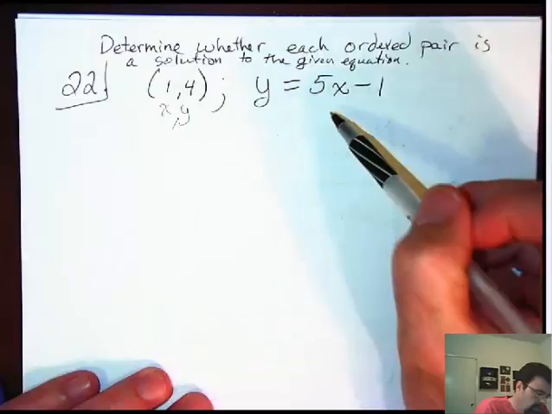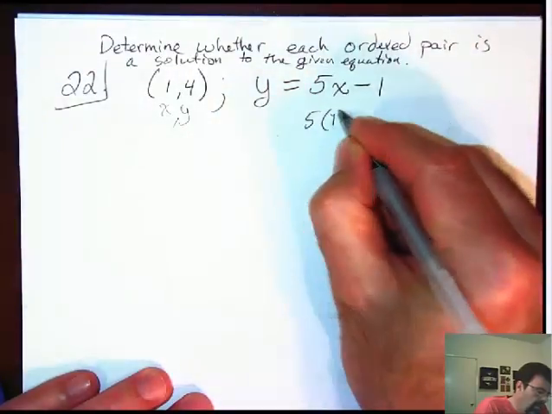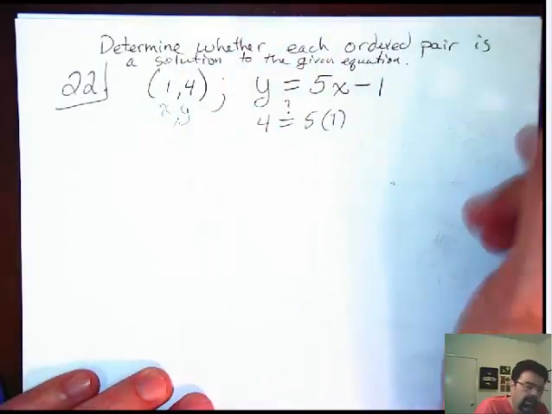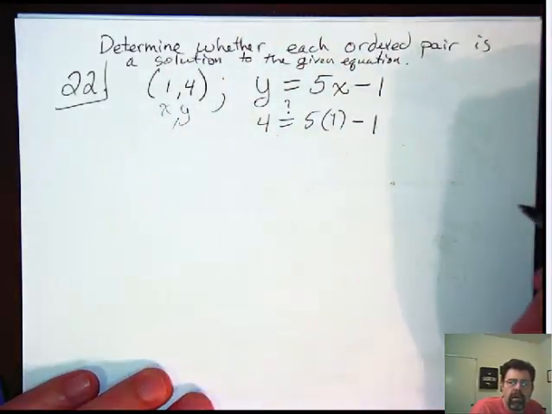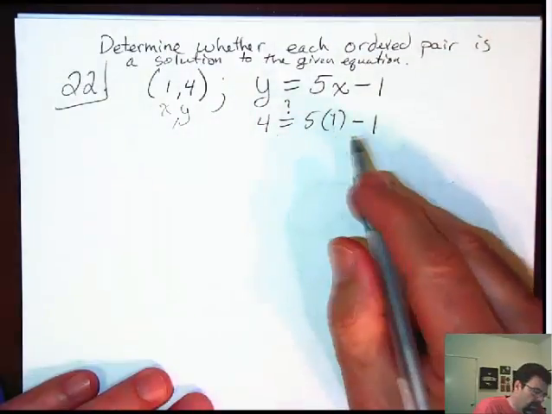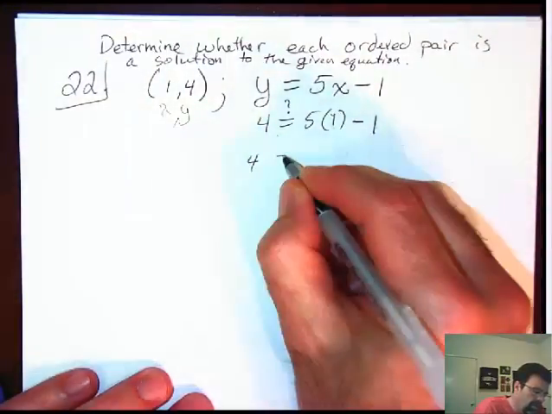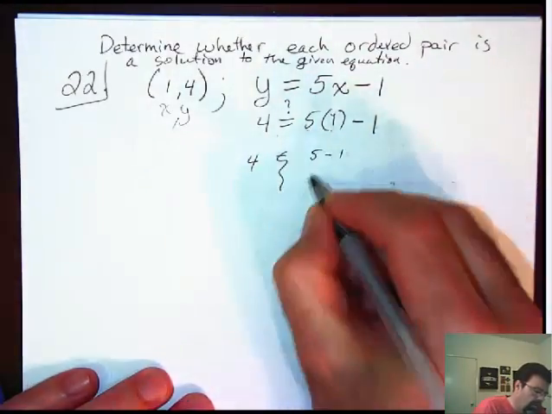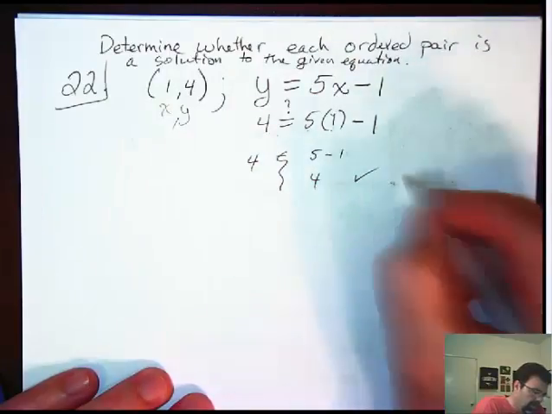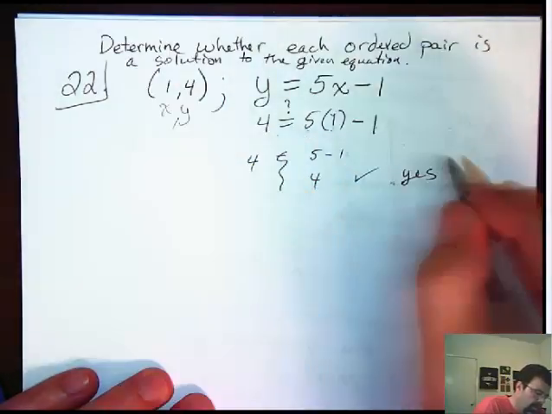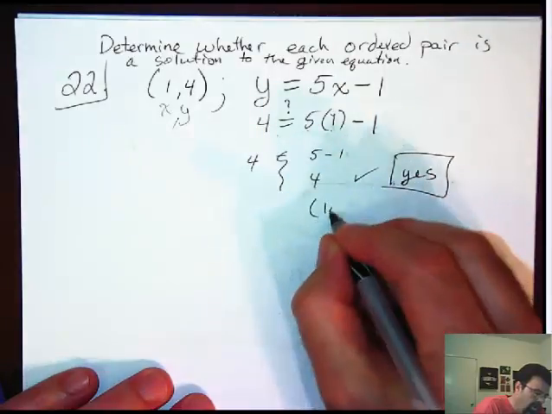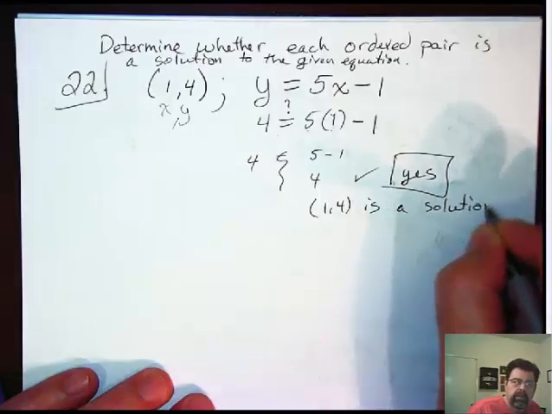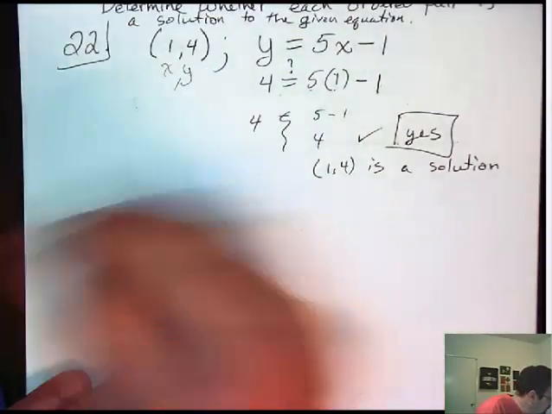So x is 1. Plug it in. So really what this question is asking is, if you plug these numbers in for the x and for the y, does this make a true statement? Is 4 equal to 5 times 1 minus 1? And so you do the math, you do them separately. So 5 times 1 is 5, minus 1 is 4. 4 equals 4. So yes, 1, 4 is a solution. Okay, so it's just a yes, no answer.